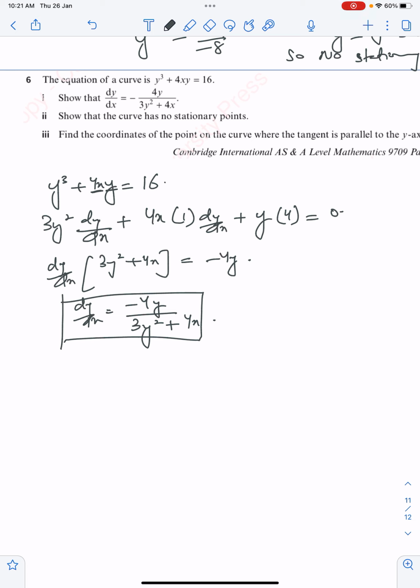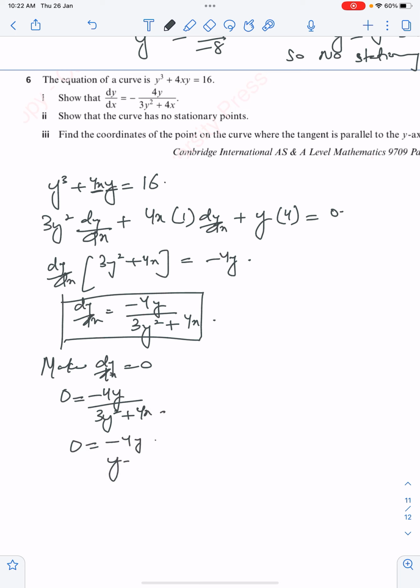Now show that the curve has no stationary point. So you have to make dy by dx equals 0. 0 equals negative 4y upon 3y squared plus 4x. 0 equals negative 4y, so y equals 0.